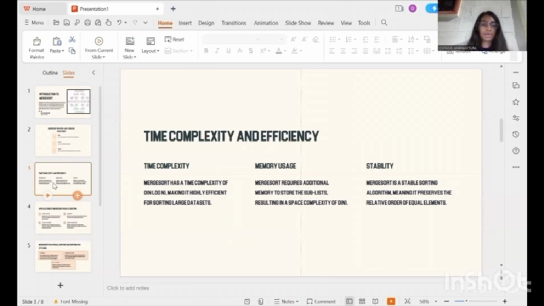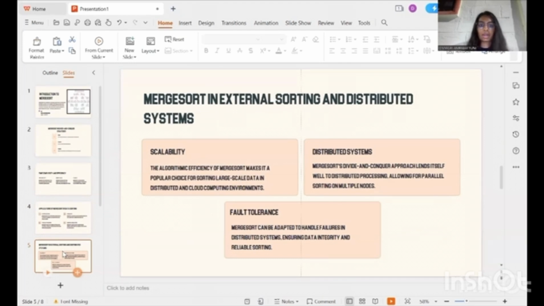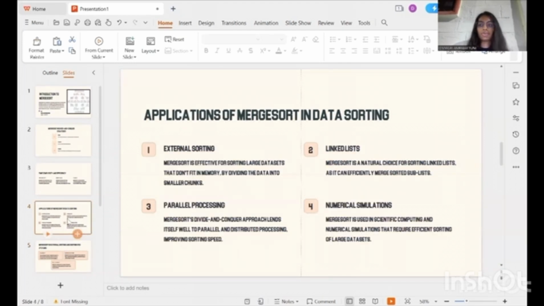Now coming into the applications of merge sort. We will be discussing merge sort applications such as data sorting, external sorting, distributed systems and so on. Now let us come into the picture of data sorting. So what is data sorting? The sorting will be performed on large data sets where we can perform merge sort.